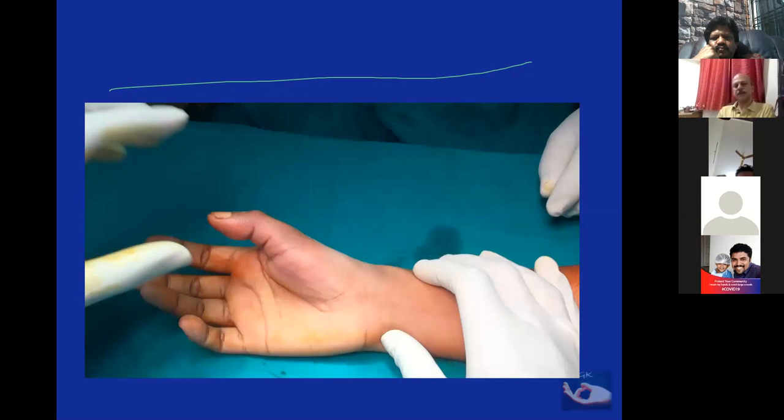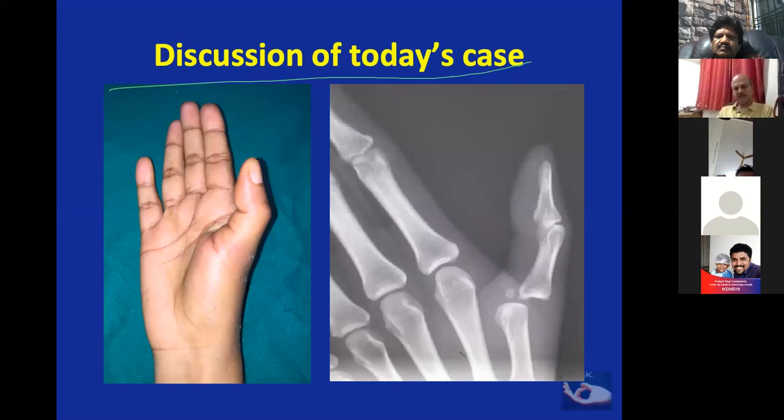Now, we know that dislocations are named by the distal bone. For instance, at the proximal interphalangeal joint, you have the proximal phalanx and the middle phalanx articulating. If there is a dislocation, it is named according to the distal bone. If the middle phalanx dislocates dorsally, it's called a dorsal dislocation, because that is the distal bone as far as the PIP joint is concerned. Here, in the metacarpophalangeal joint, you would note that the distal bone, that is the proximal phalanx, has dislocated dorsally. So this is a dorsal dislocation of the metacarpophalangeal joint of the thumb.